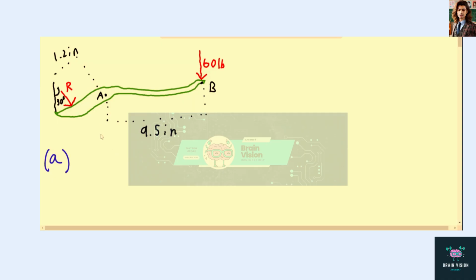So to start solving this problem, we're going to first find the force that is acting on the rod, and it's labeled here in this free body diagram with a vector that is labeled R.